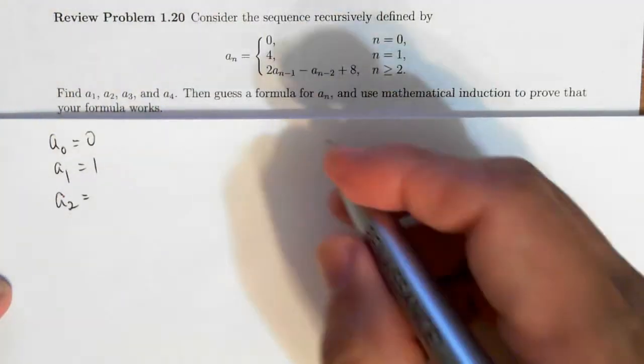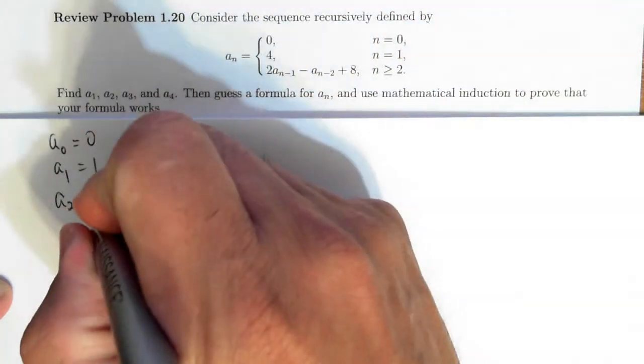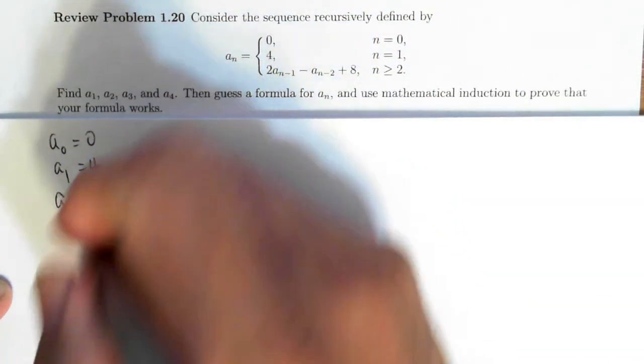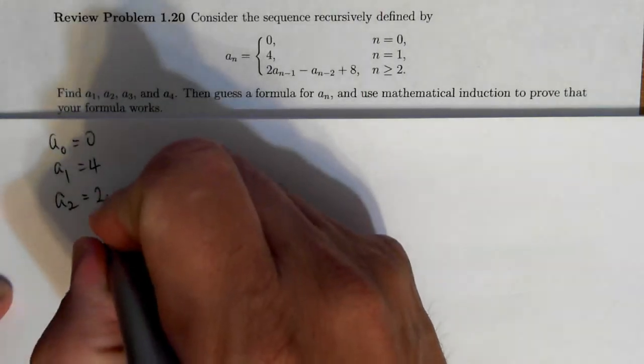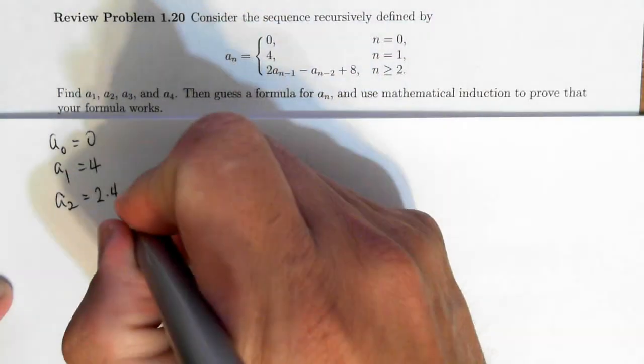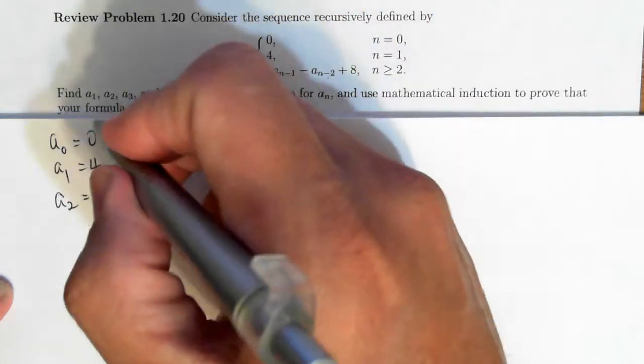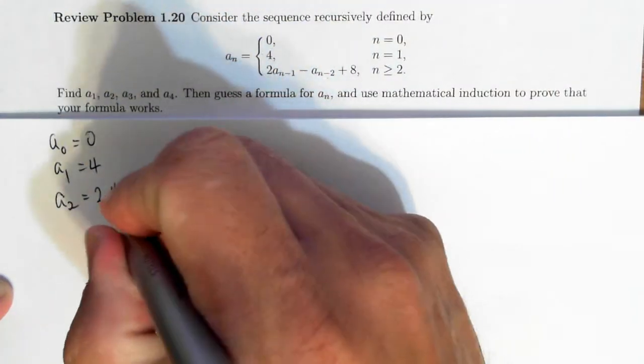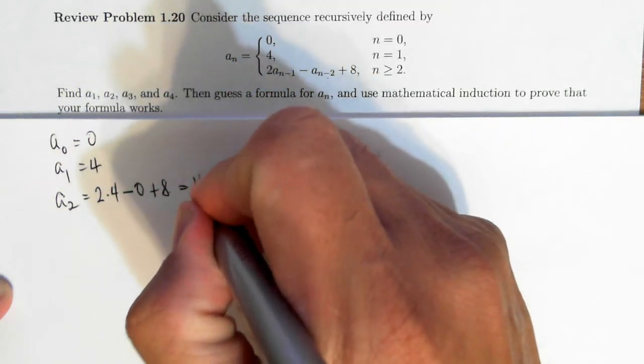A sub 2 is equal to 2 times the previous term minus the term that's 2 back in the sequence plus 8. And so that's 8 minus 0 plus 8, which is 16.